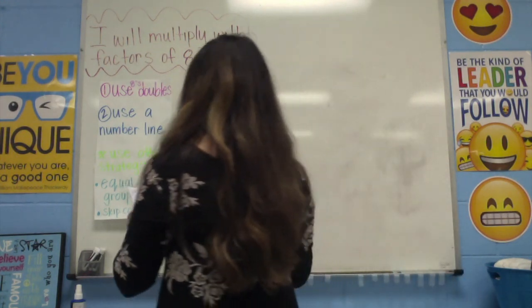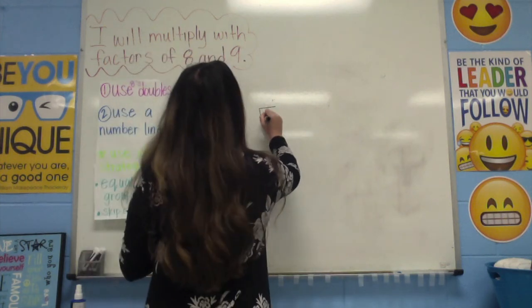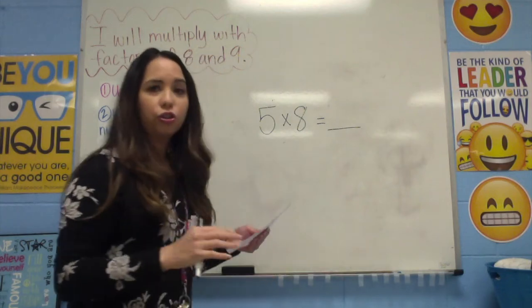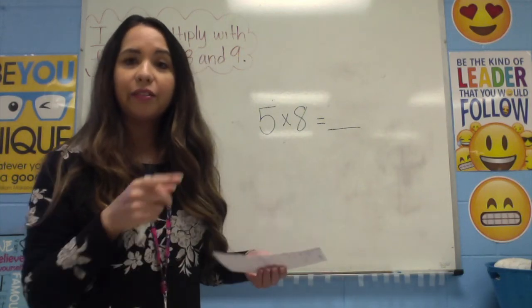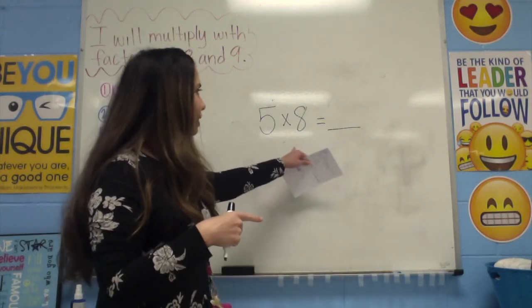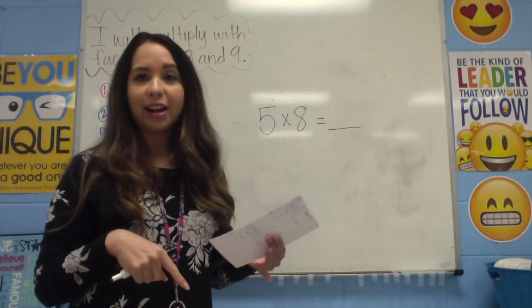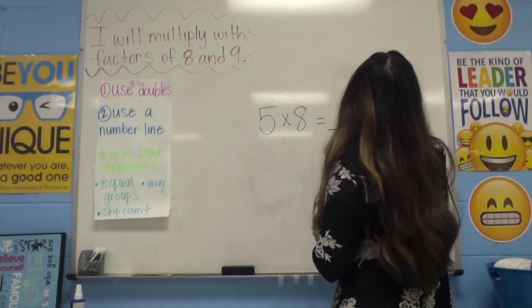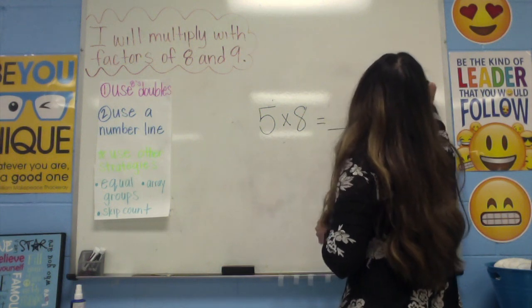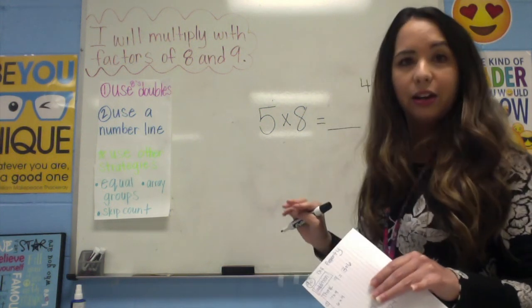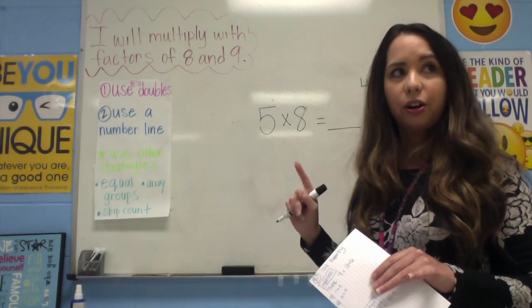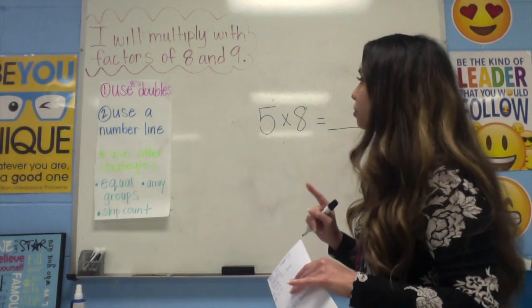So watch me. Let's start with 5 times 8 using the doubles strategy. Now, I want you to think of 8. 8's an even number. I want you to think of 8 as 4 plus 4, because 4 and 4 are doubles and they equal 8. So think about 4 plus 4 equals 8 when we are solving these problems using the doubles strategy.